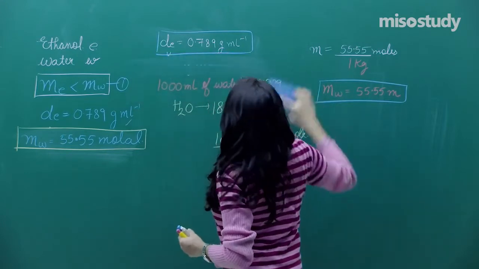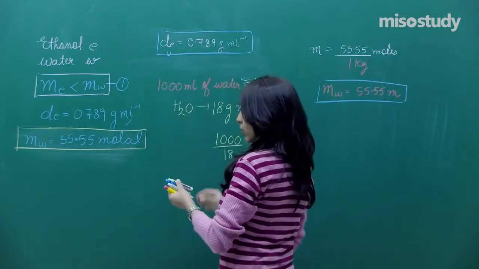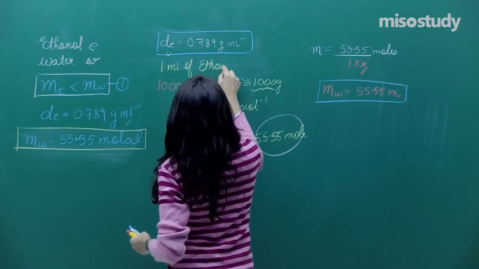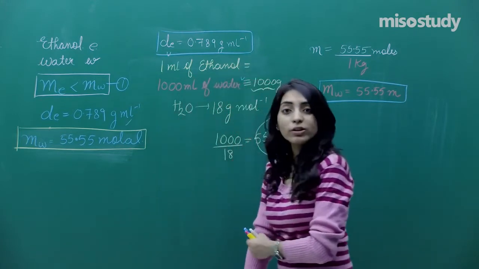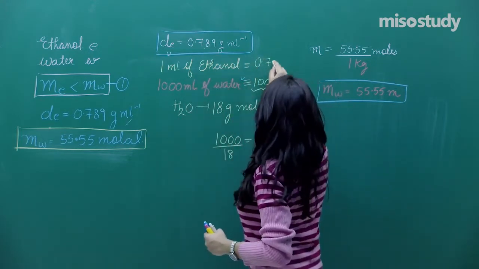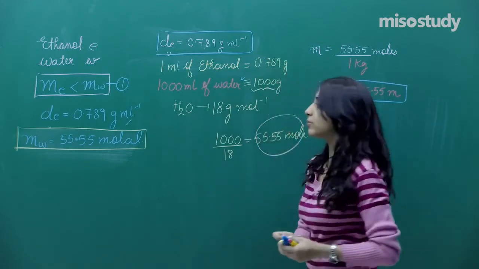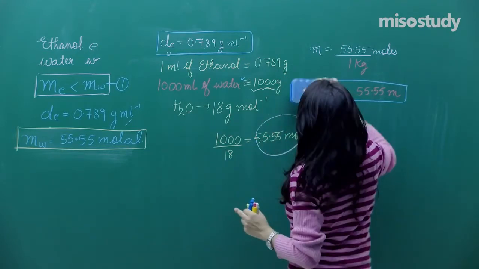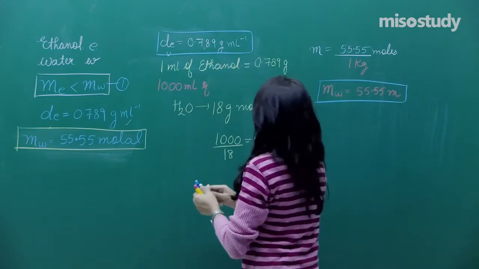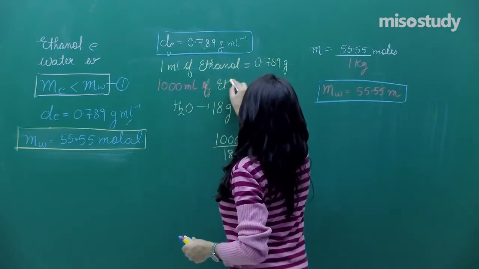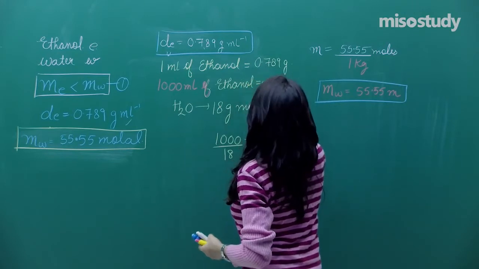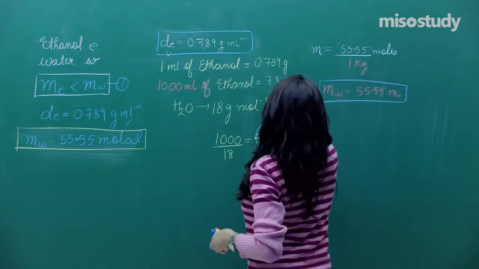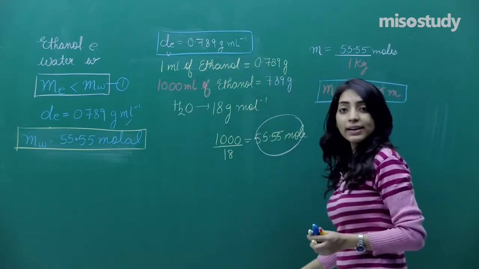Can I say 1 ml of ethanol will be weighing how much? 0.789 grams. Okay. So 1000 ml. Earlier I had taken 1000 ml of water, right? Now I will be taking 1000 ml of ethanol. So 1000 ml of ethanol will weigh how much? 0.789 multiplied by 1000, which is 789 grams. Okay.